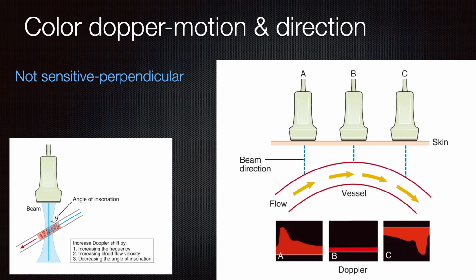So here's what we call the angle of insonation. And again, you want to angle the beam so that you're not perpendicular to the vessel, as far away from the perpendicular as you can. You want to have that angle of insonation as small as possible.